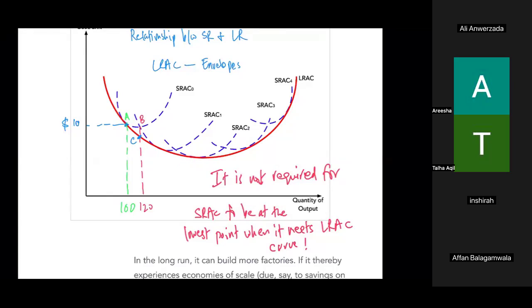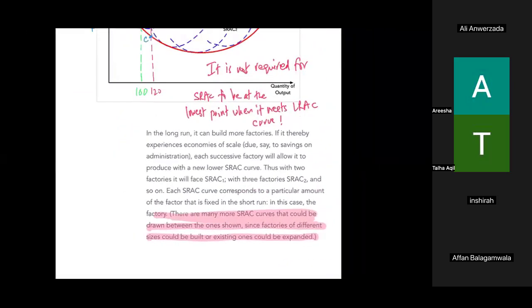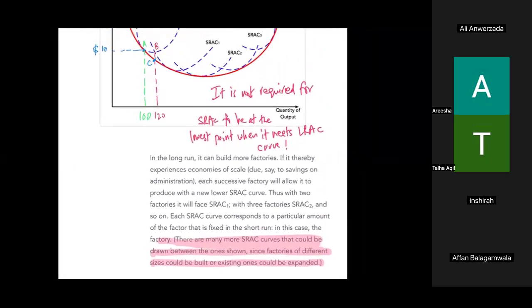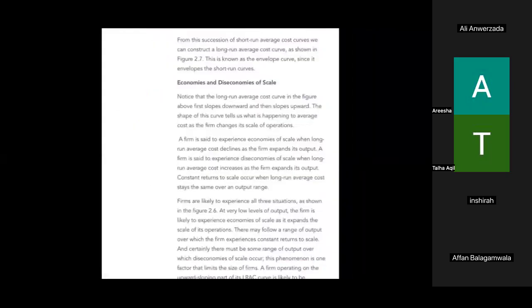Also, the last thing we are saying is that SRAC meets LRAC at a point that does not need to be the minimum point of your SRAC curve. Okay, so that's another condition we're saying. इसका मतलब क्या हुआ कि ऐसा जरूरी नहीं है, it's not important for SRAC to meet LRAC at SRAC's minimum point. Got it, guys? So another important point to remember.